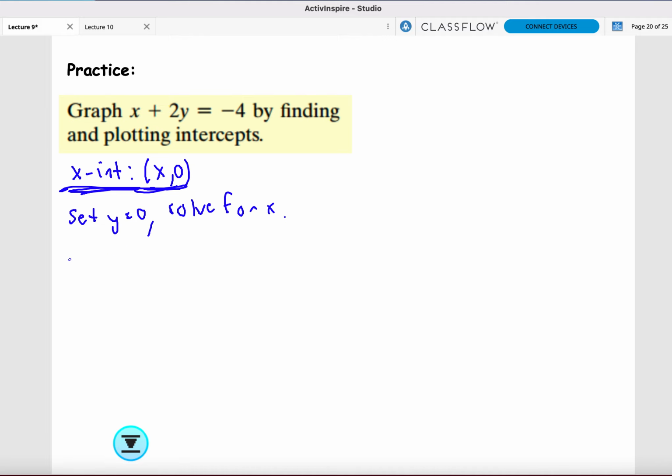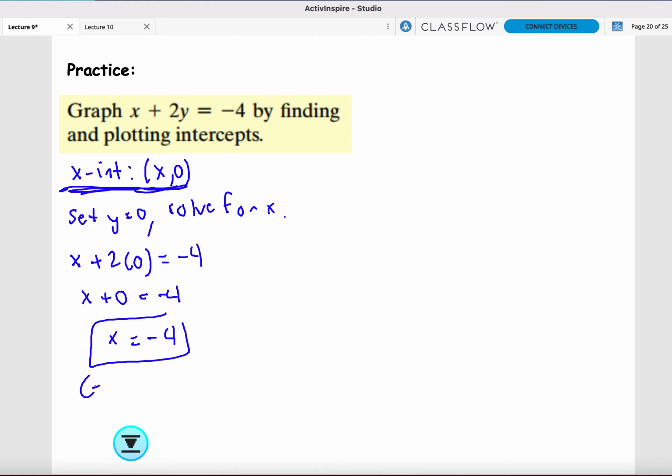So then we get x plus 2 times 0 equals negative 4. 2 times 0 is 0, so plus 0 equals negative 4. So we just get x is equal to negative 4, and the other pair is negative 4 comma 0. And we're done with that.